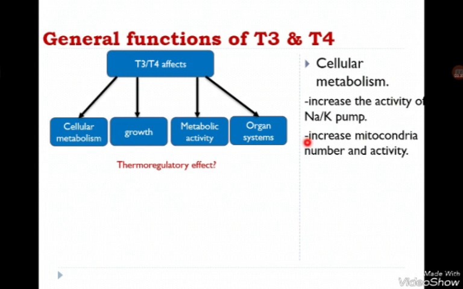Another effect of thyroid hormone is increasing mitochondrial number and activity. Increasing mitochondrial number and activity will increase the process of oxidative phosphorylation and therefore heat production. So, as we said previously, thyroid hormone increases the heat production and has a very important thermoregulatory effect.